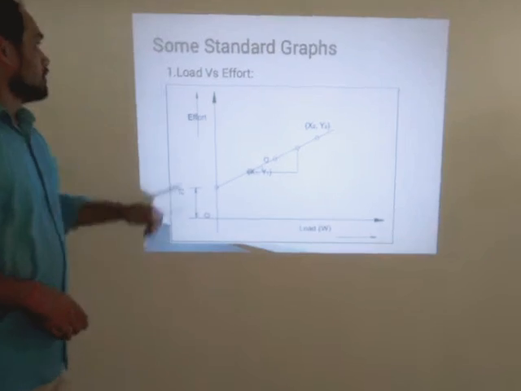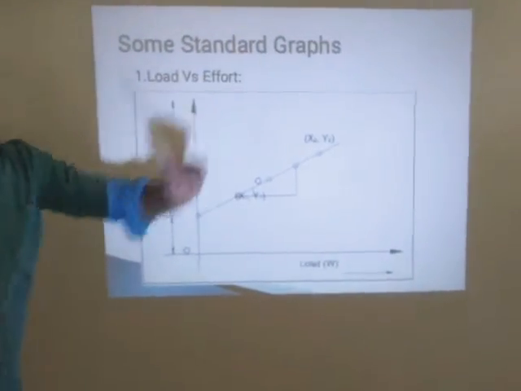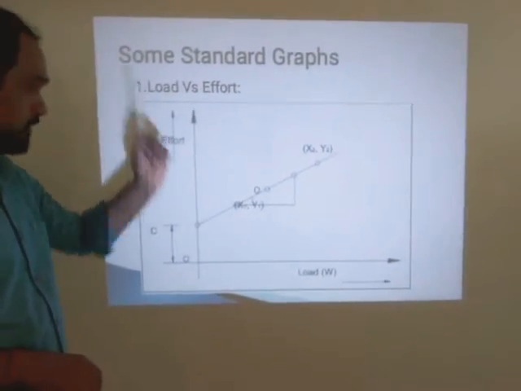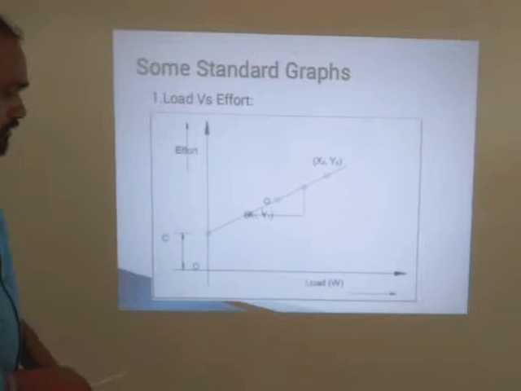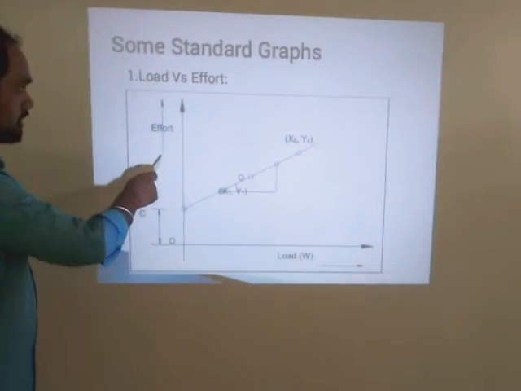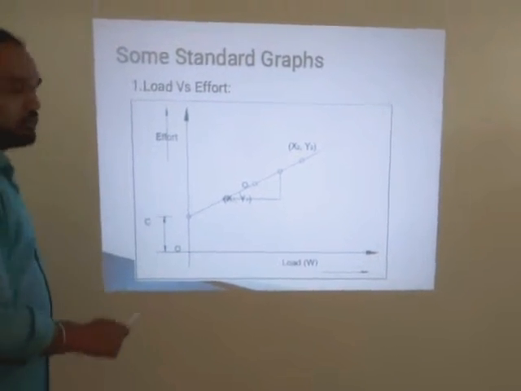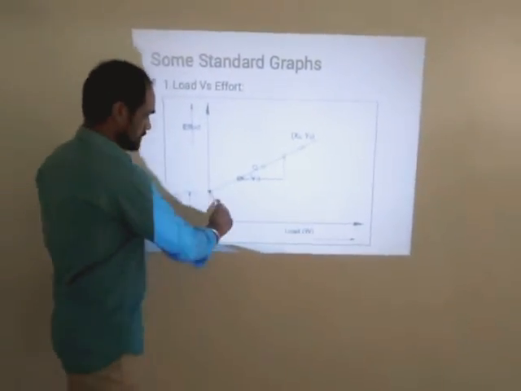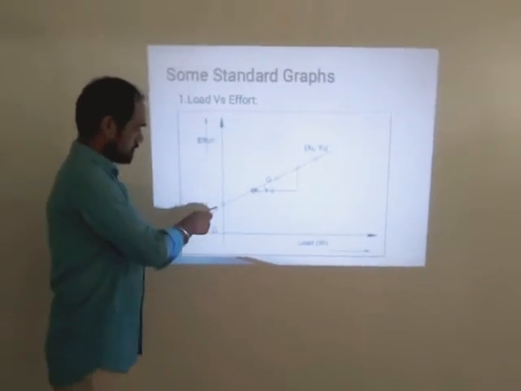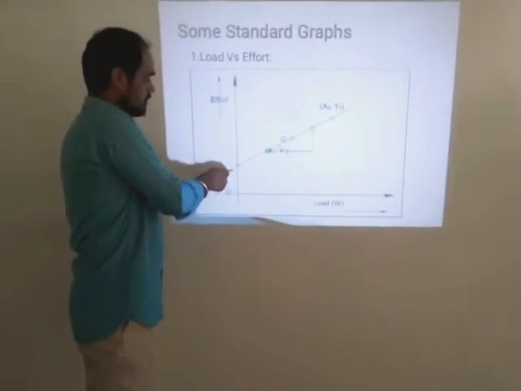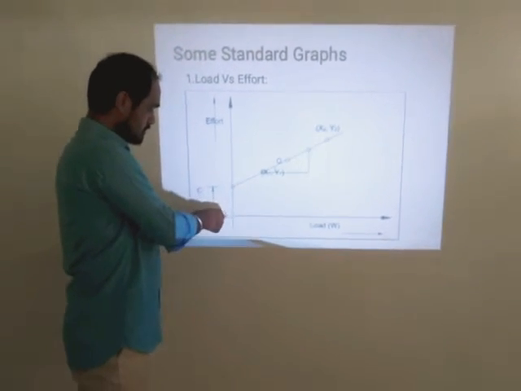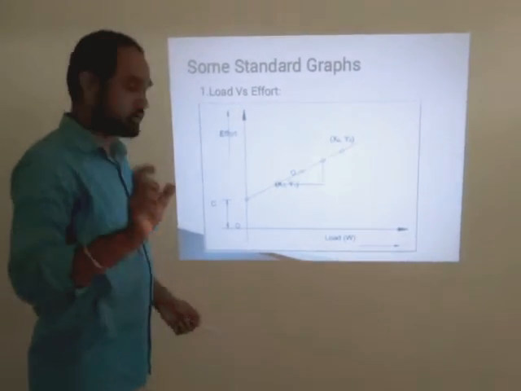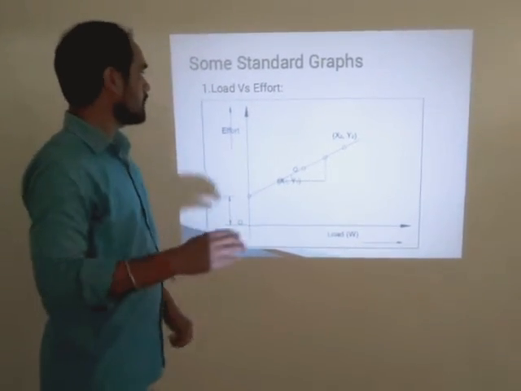Okay, there are some standard graphs for simple lifting machines. The first graph is load versus effort. This graph shows the load on the x-axis and effort on the y-axis. If we draw the graph, we get a graph that starts from this point, and this is C, that is, the machine friction or the effort required to start the machine.